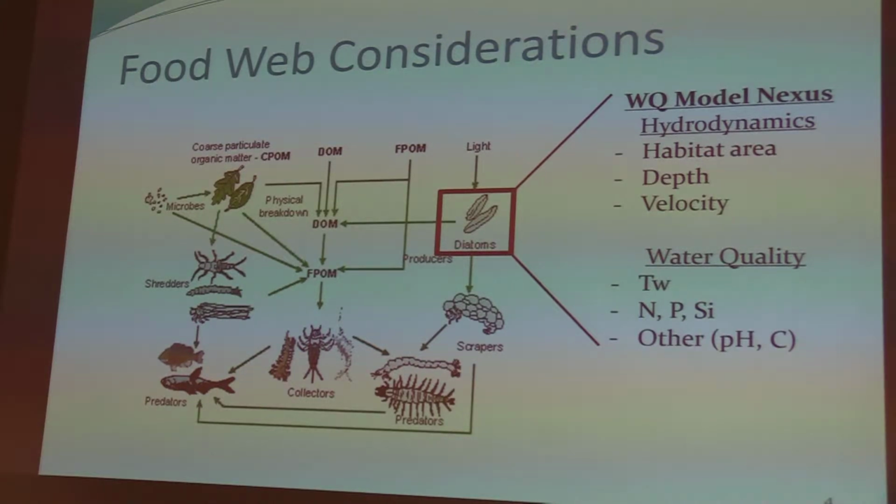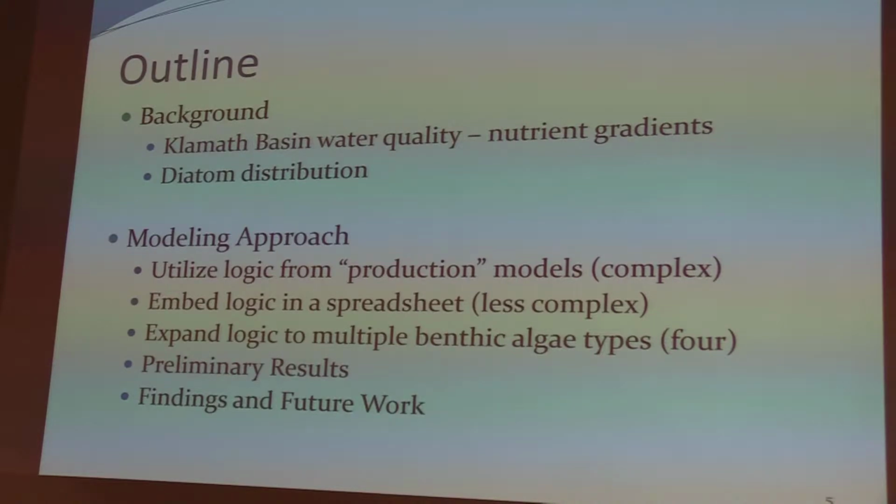We're going to use a hydrodynamic model to develop habitat areas, depths, velocity, local conditions, and reach scale conditions, and then water quality, temperature, limiting nutrients, and other elements that might affect algae. I'm going to say right now, we're in the beginning of this, very early in the process, so it's a simple model at this place. So we're going to talk a little bit about the Klamath water quality and nutrient gradients. It'll take me a minute to get into that. A little bit about local diatoms in that system, and then about the model.